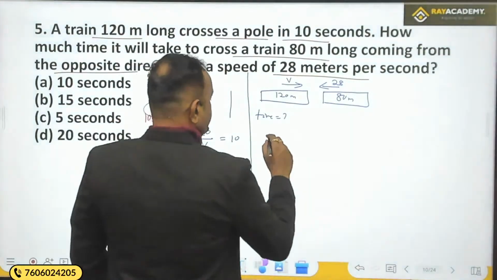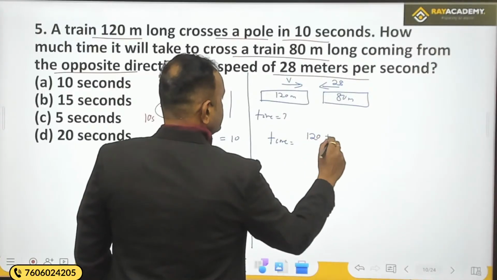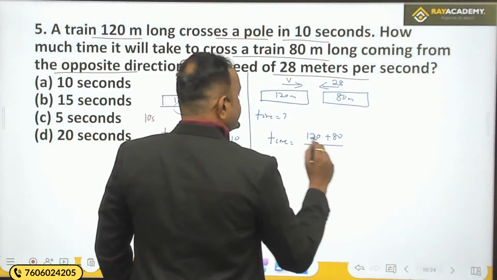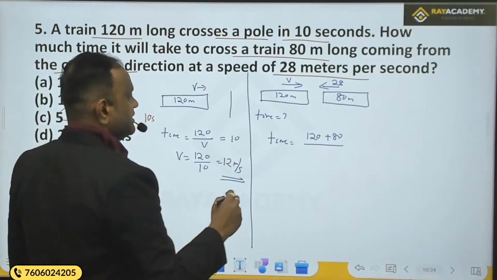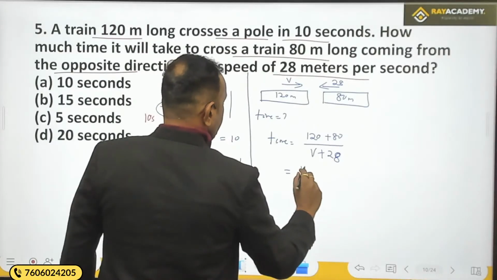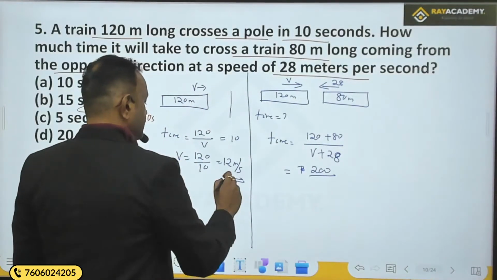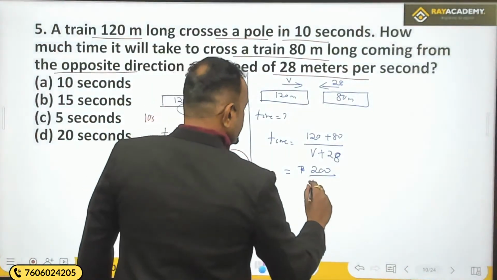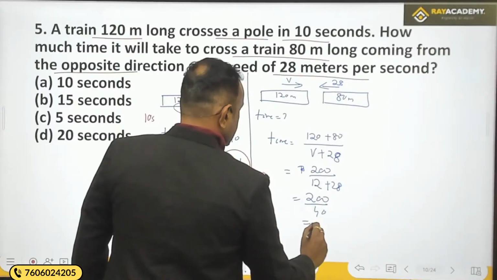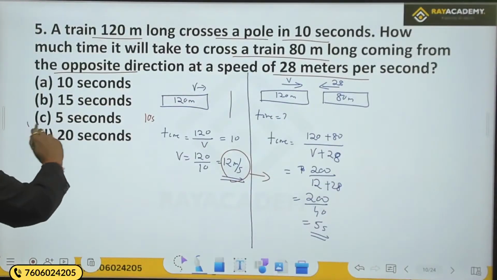Okay, now the formula is time equals 120 plus 80, the sum of the lengths of both the trains, divided by the relative speed, which when they are traveling in opposite directions is v plus 28. 120 plus 80 is 200 and v is 12, so it is 12 plus 28, that is 200 by 40, so this is 5 seconds. Answer is 5 seconds. Option C is the right answer.